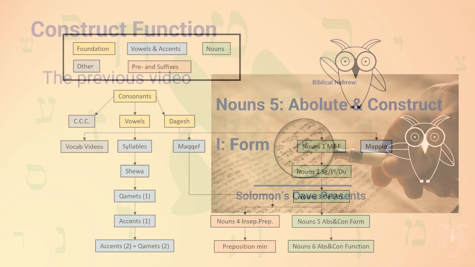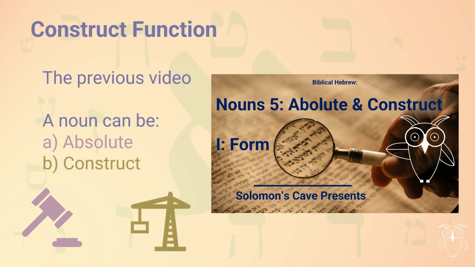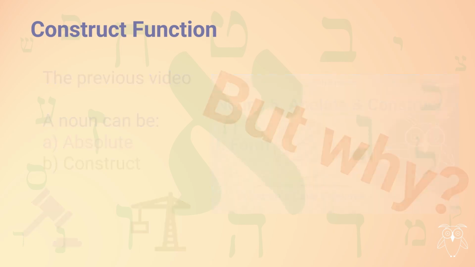In the previous video I told you that a noun can be in two states, namely the absolute state, which is the dictionary form, or the construct state. In this video we'll explore the function of construct nouns, as in why would you take a perfectly normal noun in the absolute and turn it into a construct. Let's start with the following observations.